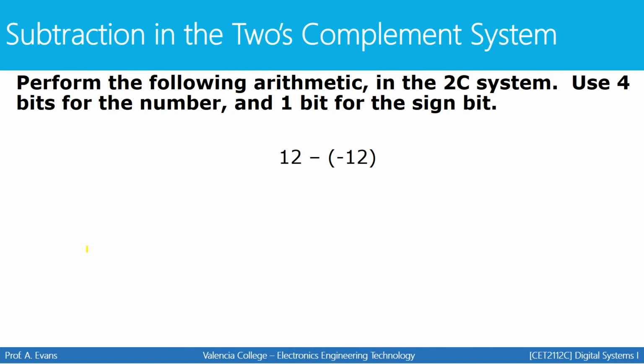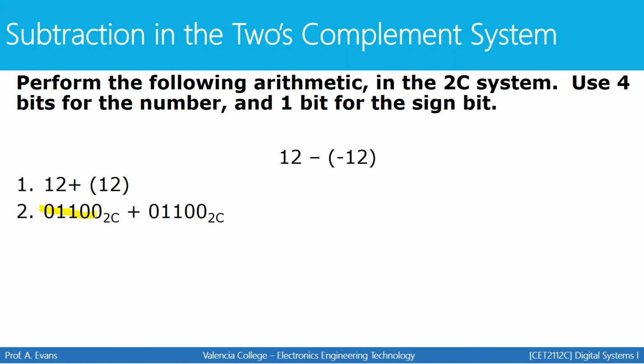Then finally, we have 12 minus negative 12. That would be equal to 12 plus 12. So I'm actually going to just take the number 12, it's positive, and I'm going to add it to a positive 12. Here's the answer we get when we add 12 plus 12.